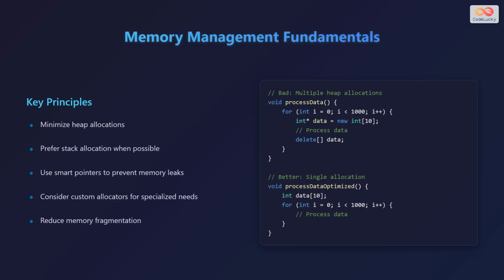On the left, we have an example of bad code that uses multiple heap allocations inside a loop, which can be very slow. On the right, we have better code that uses a single stack allocation, which is much faster. This is because stack allocation happens during compile time.